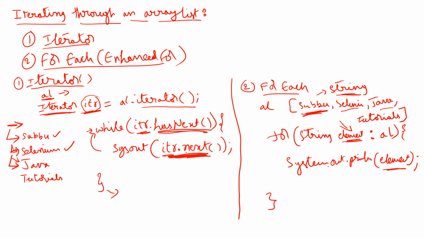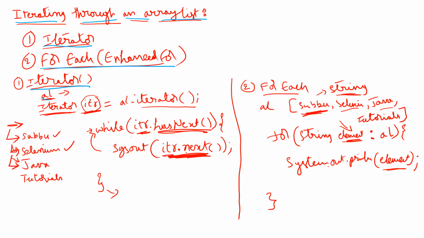Okay, so these are the two ways. One is iterator and another one is for each we can use to iterate over a collection. Let's see this one more time. Iterating through an ArrayList. So there are two ways. One is using iterator and second one is for each. So first one is using iterator method.